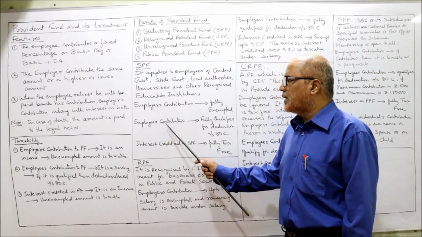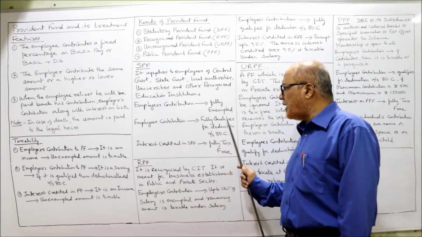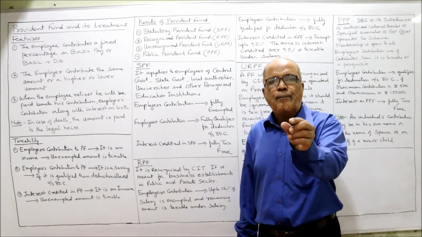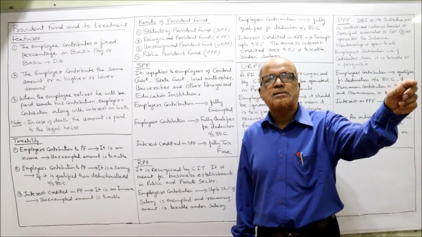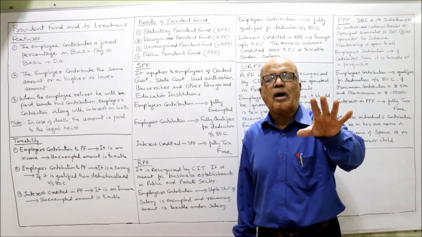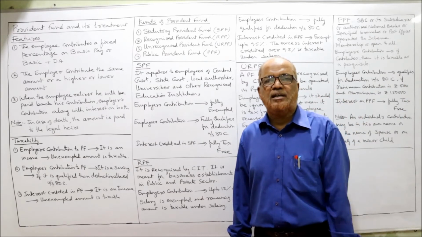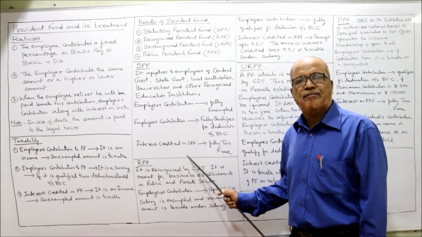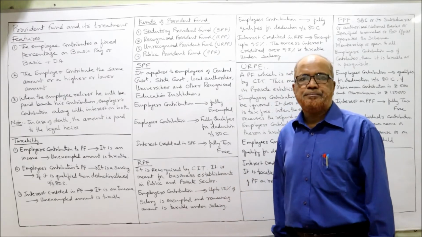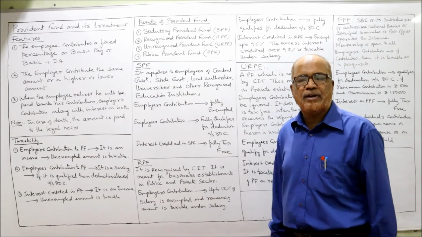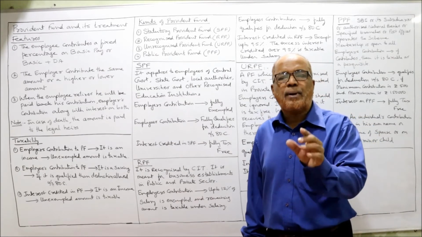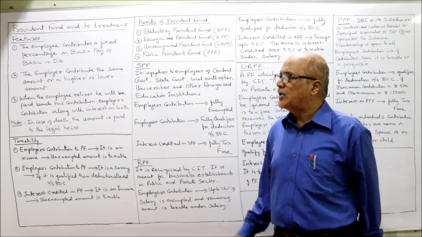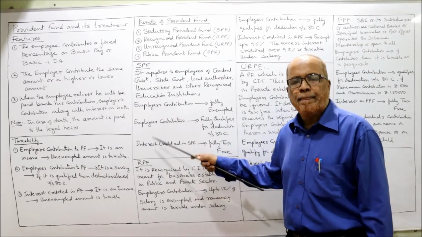Employee's contribution fully qualifies for deduction under Section 80C. Whatever the employee contributes to SPF will fully qualify for deduction under Section 80C. Interest credited in SPF is fully tax-free. No income tax will be applied on interest credited in SPF. So these 3 points you have to remember.